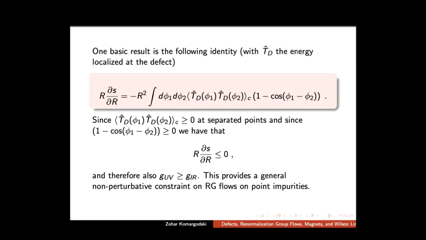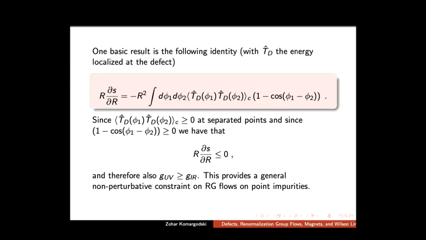Okay. So this is a general non-perturbative constraint on every impurity in a local quantum filter, that the quantum dimension must not increase in energy flow on the impurity. And this has very interesting applications for various defects in magnets, as I'll show you in a few minutes. Are there any questions about this?